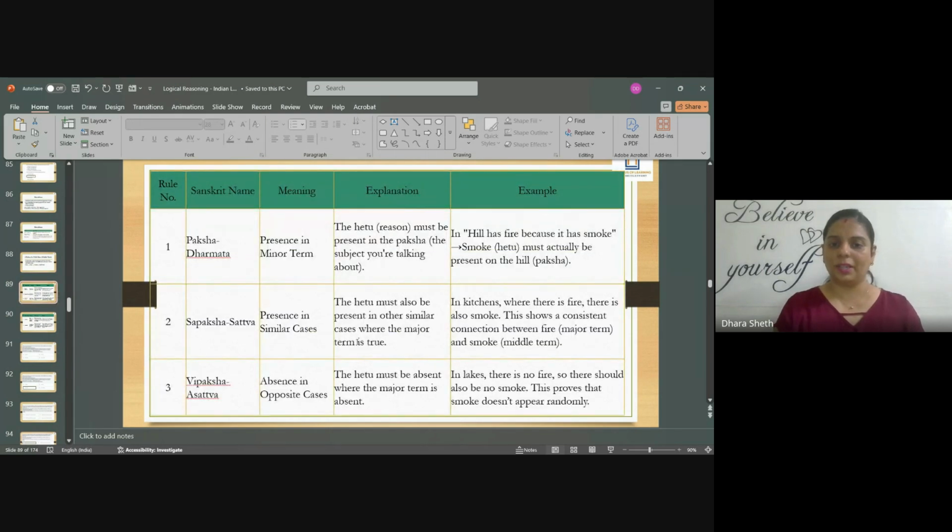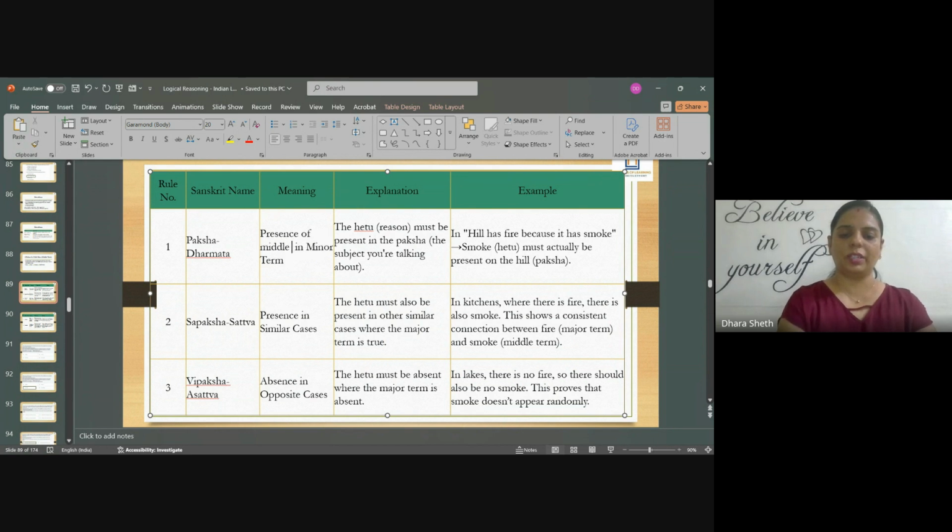First, paksha dharma, presence in minor term. Okay. Now, what is paksha dharma or presence in minor term? The hetu or the reason, the middle term, must be present in the paksha. It has to be present in the subject. The hill has fire because it has smoke. The smoke must actually be present on the hill. Okay? The middle term must be present in the minor term. The presence of middle term in the minor term is called paksha dharma.